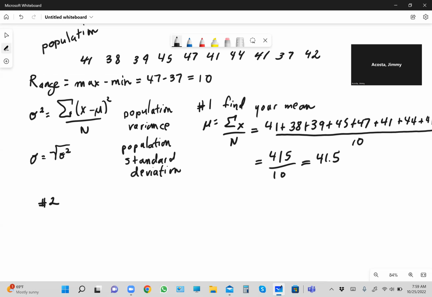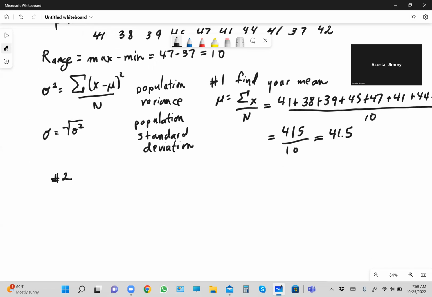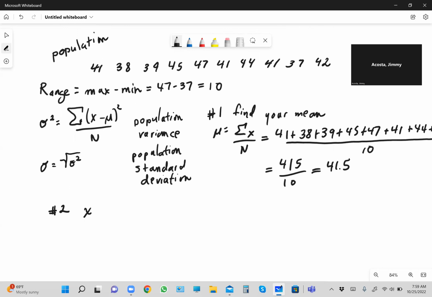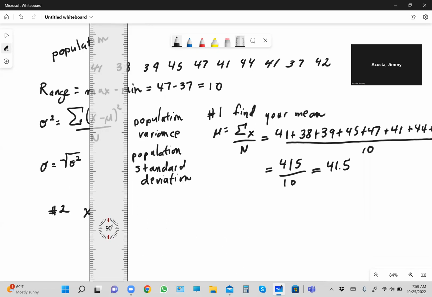You take each x, subtract the mean. Then it says square it. Then it says add them all up. And then you divide by 10. And that gets you your variance. Fair enough? So it's a lot of steps. So here we go. I'm going to use a table to do this. So let's do a table. I'm going to try and make a nice table.